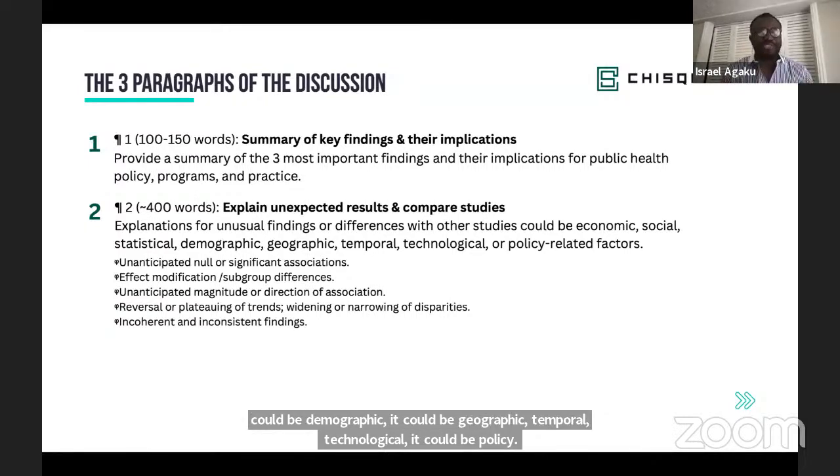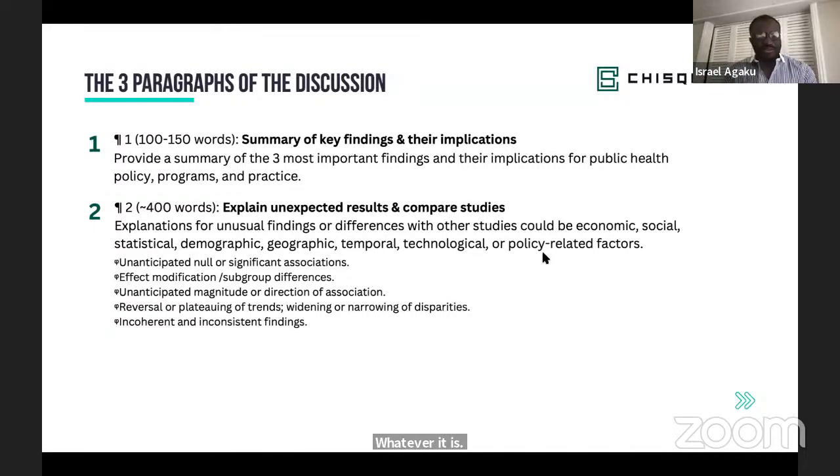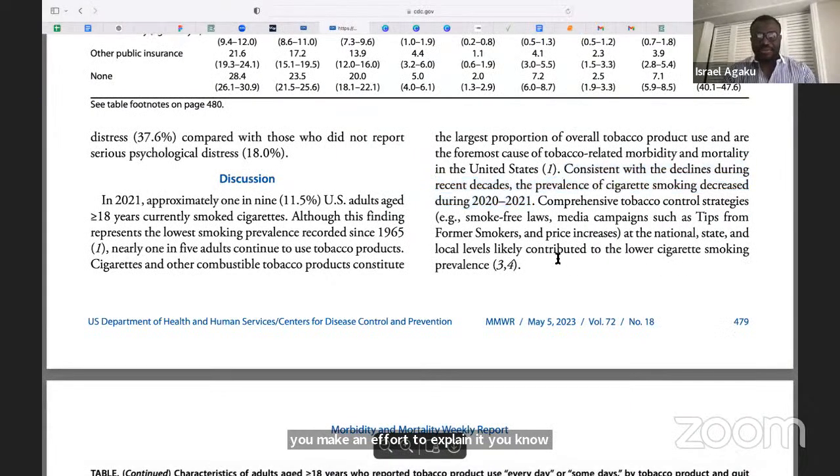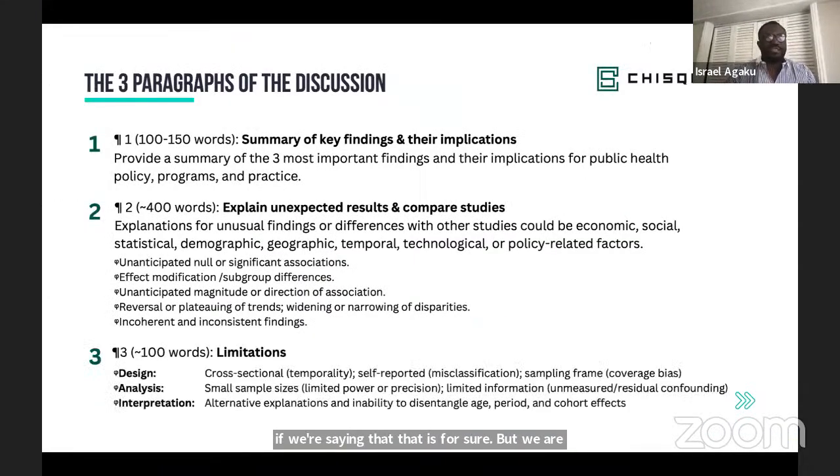You make an effort to explain it, and notice the word they used here, likely. We're not sure. It's not as if we're saying that is for sure, but we are proffering an explanation for the observation that we found. That's what you do in paragraph 2. In paragraph 3, you provide your limitations for your study.